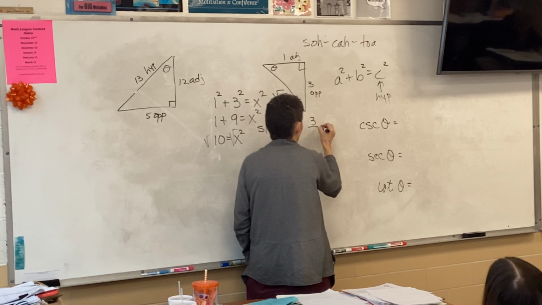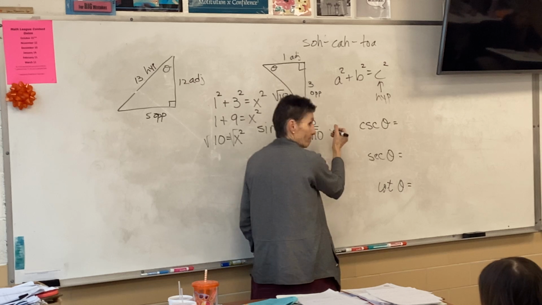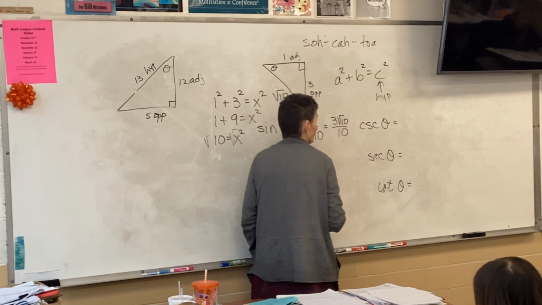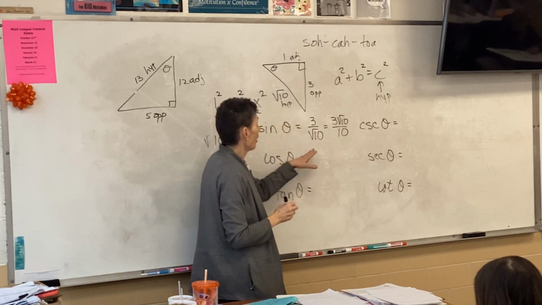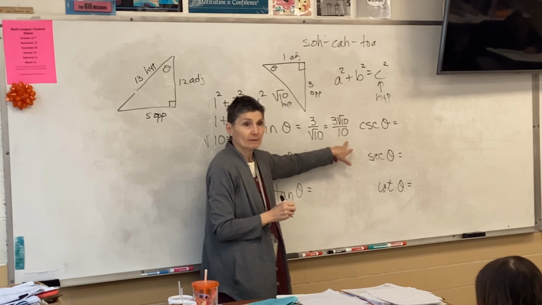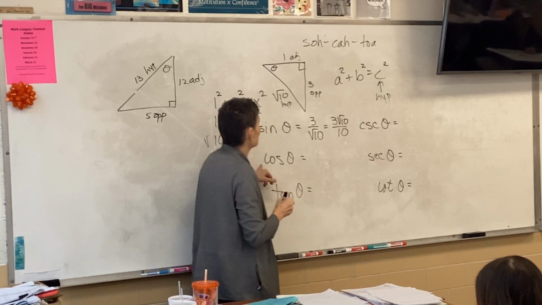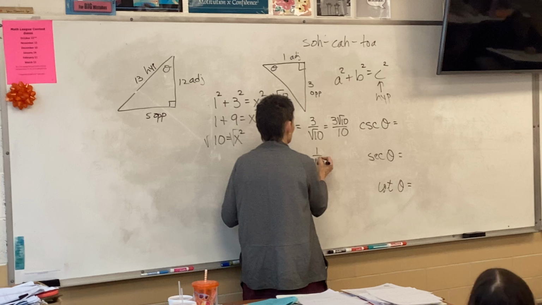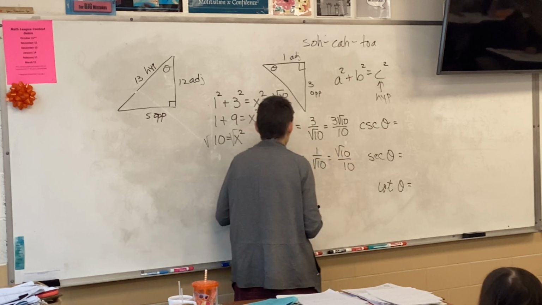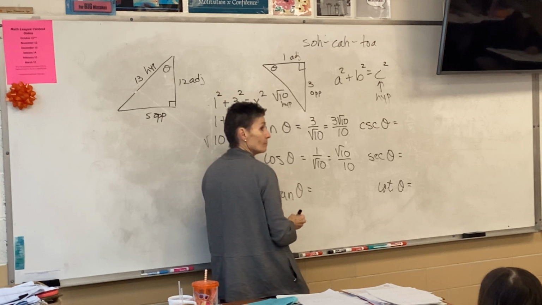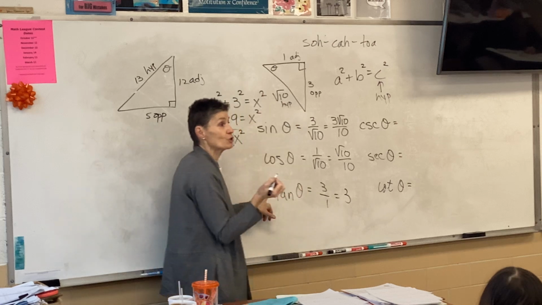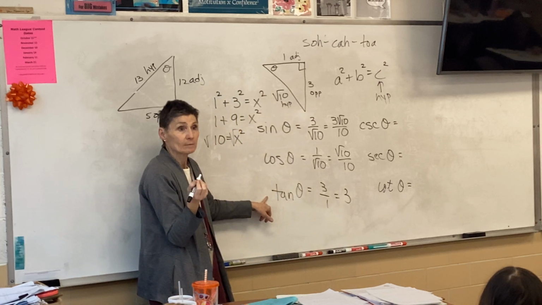Over square root 10, but then you can't have it, so I did 3 square root 10 over 10. Beautiful. So her first thought was opposite over hypotenuse. Then she cleaned it up because of the radical. And did you do the same thing with this one? Yeah, so then it's square root 10 over 10. And then what about tangent? 3 over 1. And of course, 3 over 1 can be written as just plain 3.